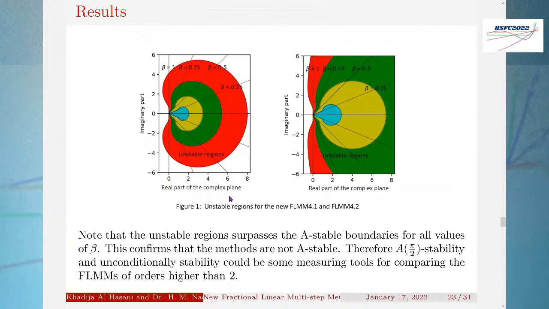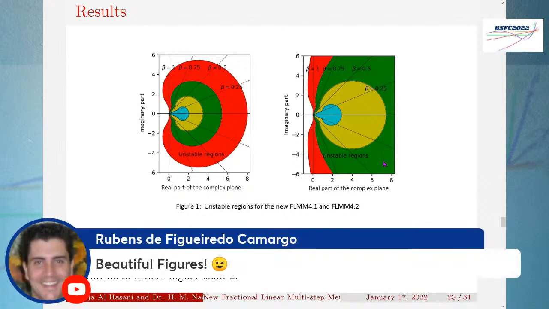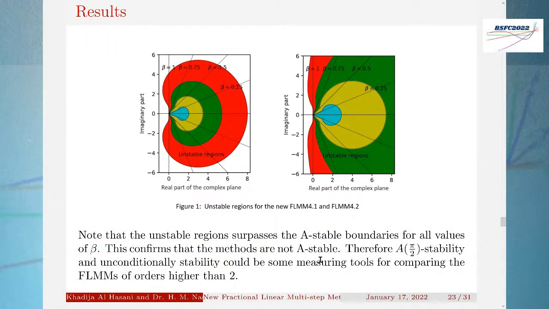This is for the first method, and this is for the second method. This figure shows the unstable region for both of the methods, and we can see from these figures that the unstable region surpasses the A-stable boundaries. This is the A-stable boundary, and for all values of beta, this confirms that the methods are not A-stable. Therefore, A pi over 2 stability and unconditional stability could be measuring tools for comparing fractional linear multi-step methods of order higher than 2.